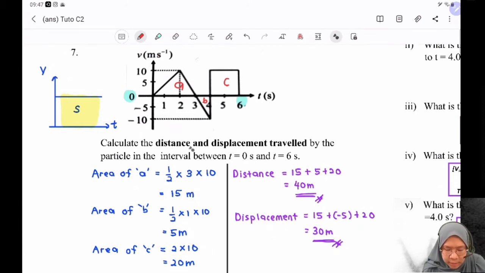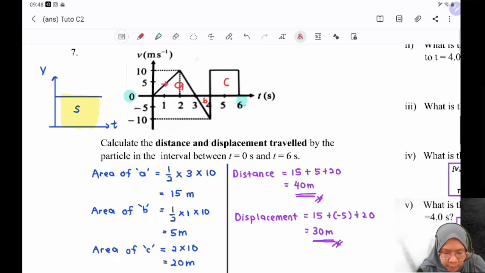Okay, calculate the distance and displacement travelled by the particle in the interval t equals to 0 and t equals to 6 second. Ini sama juga perkataan distance dan juga displacement. Okay, kalau distance, sekarang ni kita tengok dulu. Kita ada graph v against t. Okay, so kalau soalan suruh cari displacement ataupun distance, dia akan jadi area under the graph. Kalau kita kira kecerunan untuk v-t, itu adalah acceleration. Okay, sekarang ni kita fokus on finding the area under the graph.